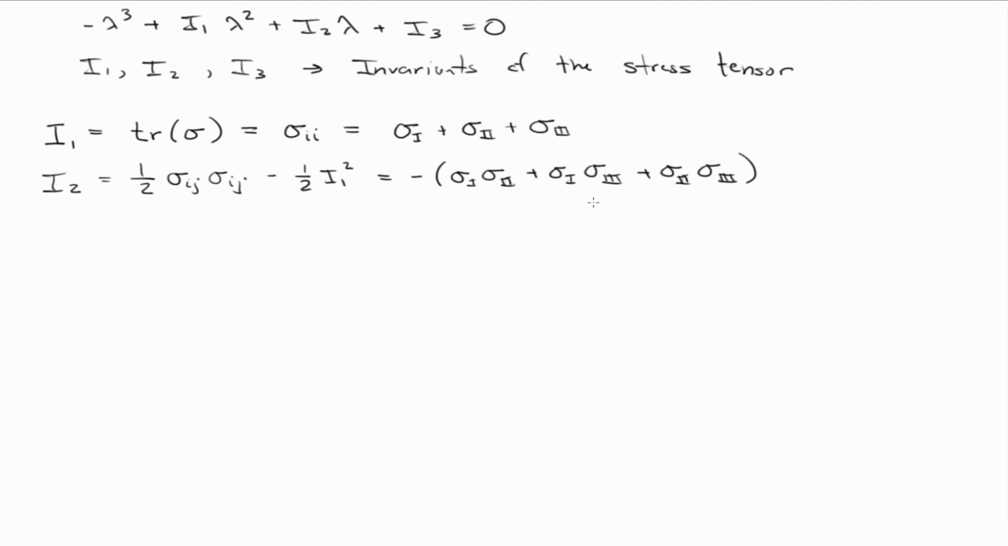So if you need to use these invariants to develop a constitutive model, you don't want to first do the eigenvalue decomposition to find the invariants using the equation on the right-hand side. What you'd more likely do is just this: the trace is easy to find, right? Do this tensor contraction and subtract 1/2 the trace squared.